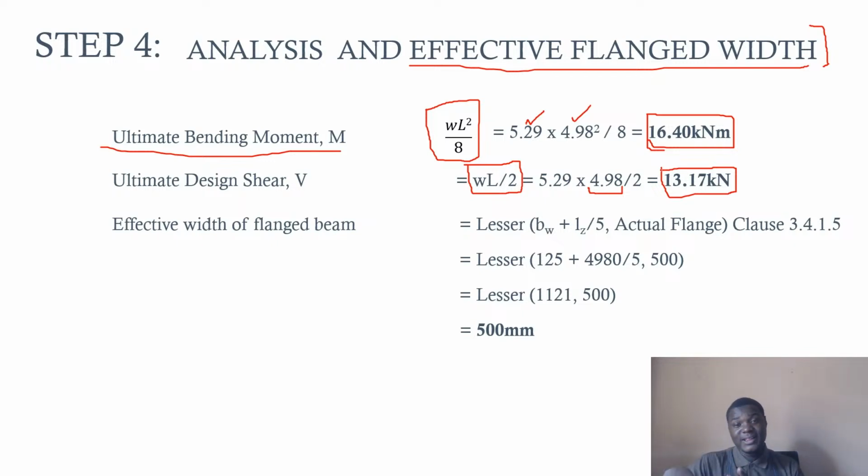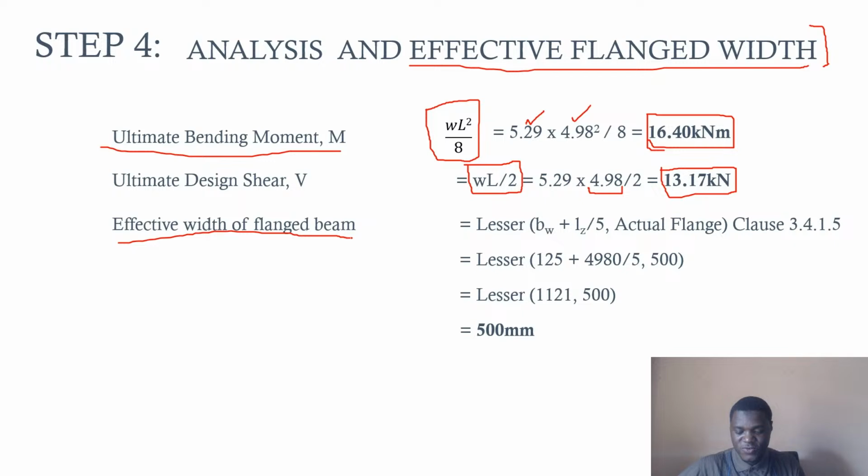So now we've analyzed the beam. We already know our bending moment. We know our shear force. The next thing now is to do the design. But in the case of the design, we need to evaluate what we call the effective flange width, because we are designing the rib slab as if it's a beam, because the main component there is the rib beam. So, rib beam with topping slab. In that case, we need to evaluate the effective width of the flange beam.